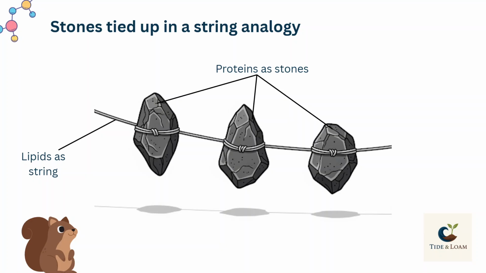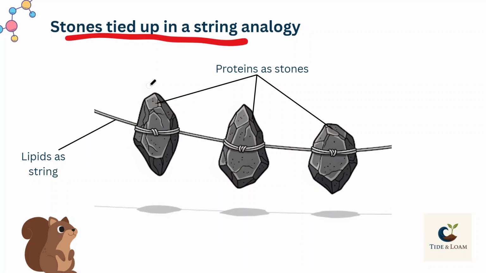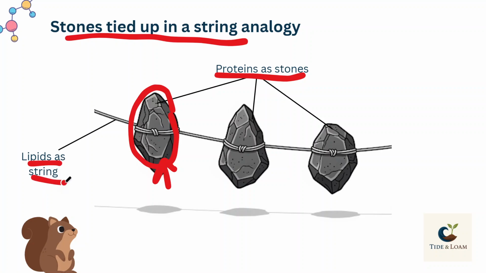You can understand this with the help of the analogy of stones tied up in a string. Now if you take some stones and tie them with a thread, as you can see here, in this arrangement, which will have more mass? Obviously the mass of the stones will be more than that of the thread. In the same way, in the cell membrane also, the proteins are heavier in mass. Proteins are like stones and lipids are like strings. So the lipid molecules are light in weight, they just act as string.